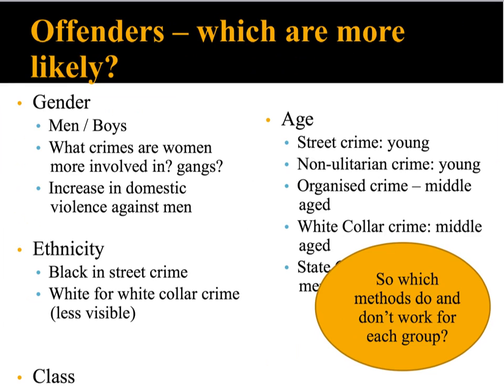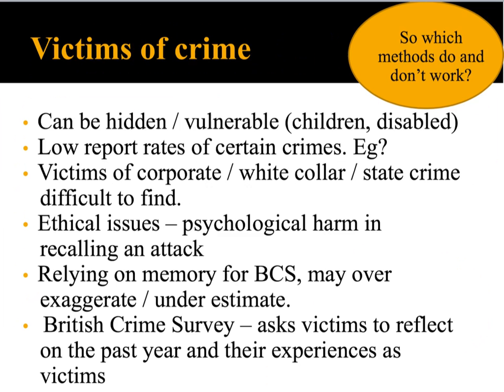So what methods would work for each group and which methods might not work for each group? When it comes to victims of crime, you've got to consider that many victims can either be hidden from sight or may be extremely vulnerable, particularly children or disabled people, or very ill people who might not be able to communicate exactly what's going on around them. There are also low report rates for certain crimes. So can you think of any examples of crimes that are very much underreported and why that might be?